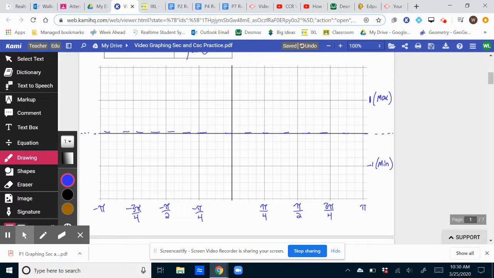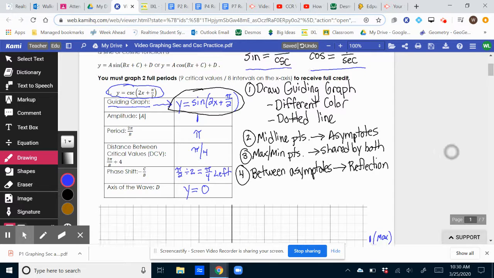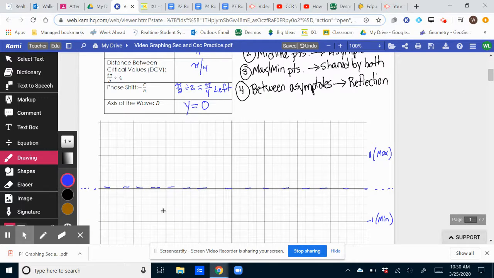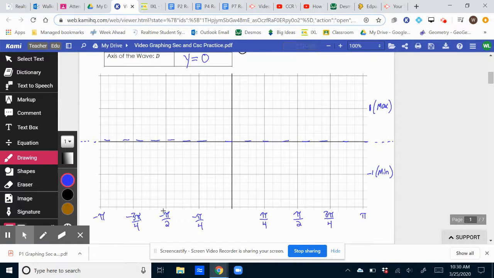Okay. Now remember, you're graphing your guided graph. So I'm graphing this sine function up here. Remember that sine starts at the midline. So my starting point would be here at the origin, 0, 0. But instead, we have a phase shift of pi over 4 to the left. So my starting point moves over here to the left.